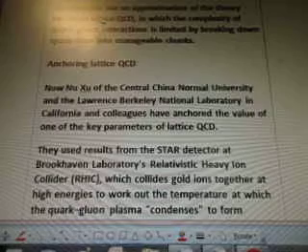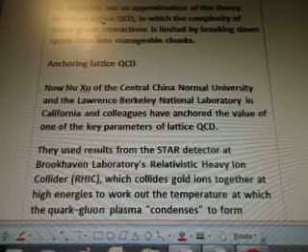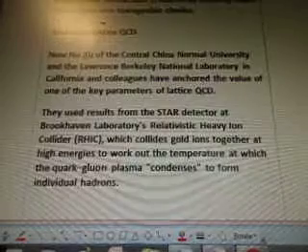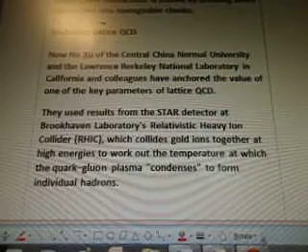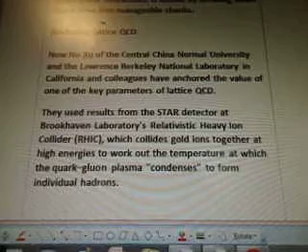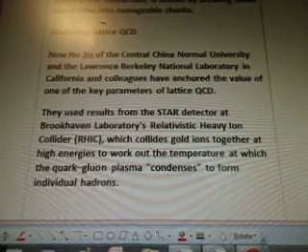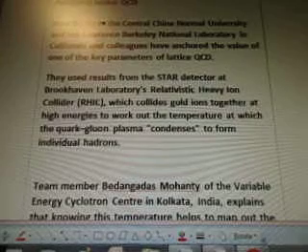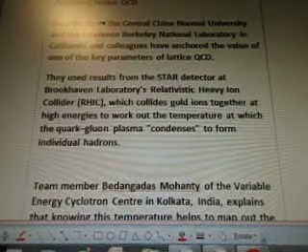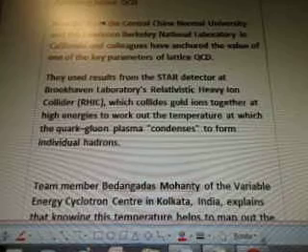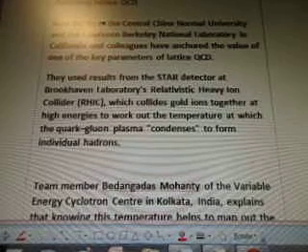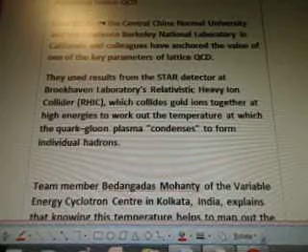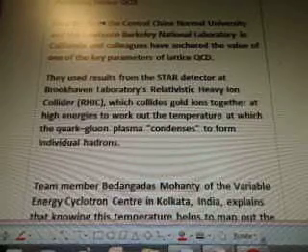Anchoring lattice QCD, now new Xu of the... I don't know how to say that. I'm guessing it's Xu, I don't know. Of the Central China Normal University and the Lawrence Berkeley National Laboratory in California, and colleagues have anchored the value. Oh boy, sorry. Maybe I shouldn't do this first thing in the morning. I'm half asleep. It's the only time it's quiet enough.